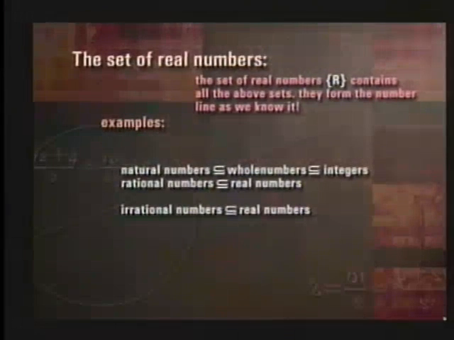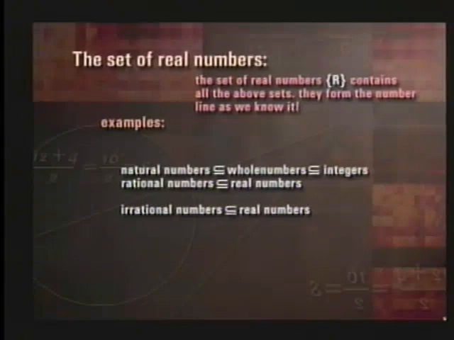The set of real numbers. All right, so the set of real numbers contains everything we've been discussing here. It contains the natural numbers, which, as you can see in the set notation there, are a subset of whole numbers, which are a subset of integers, which are a subset of rational numbers, which are a subset of the real numbers. And even the irrational numbers are subsets of the real numbers. Okay. Now, I know some of you are looking at that saying, man, that's kind of strange.